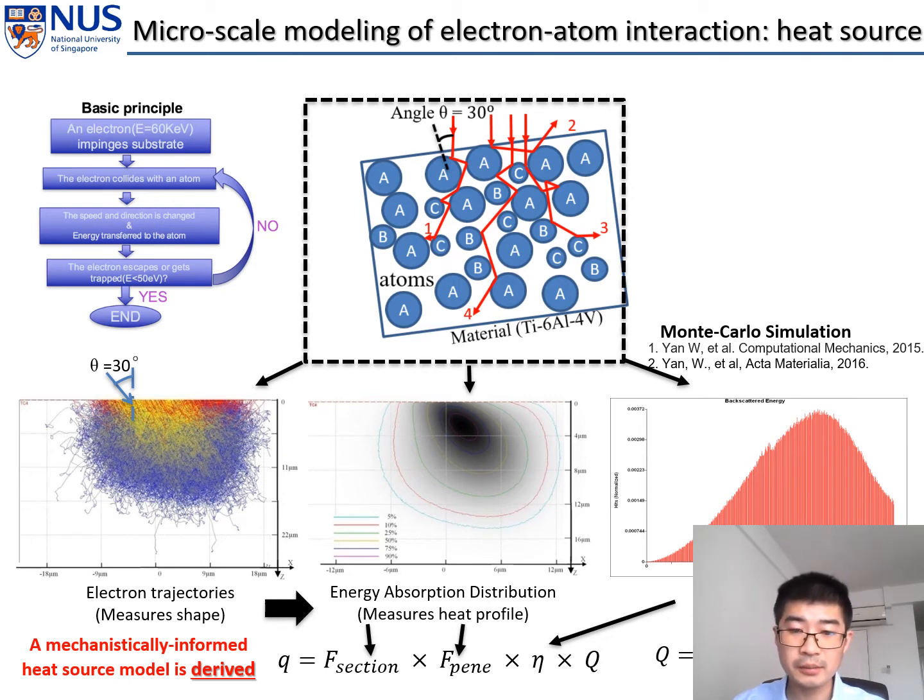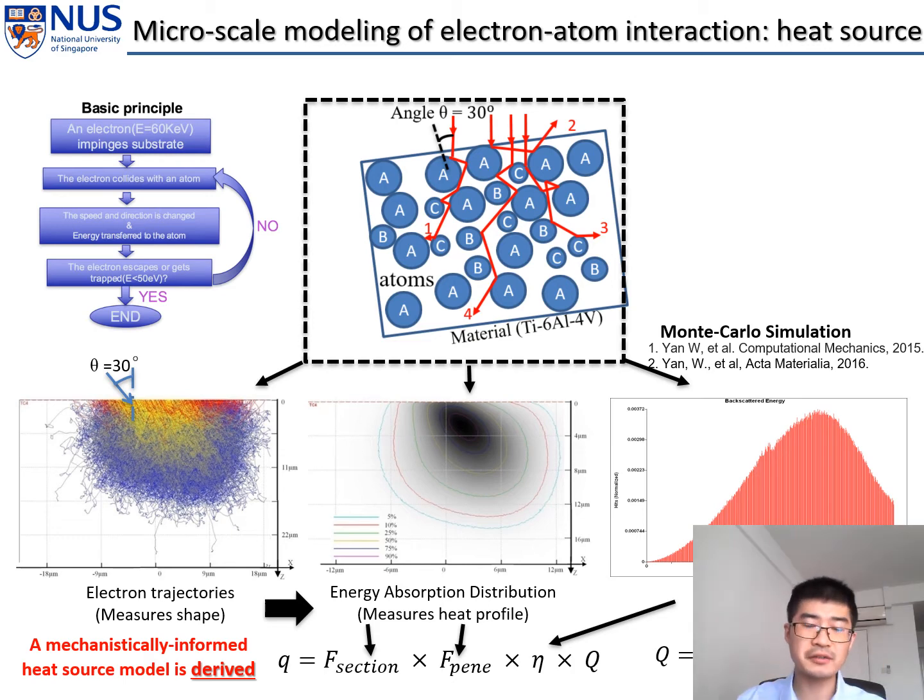So there are four terms in this equation. The first term is the energy distribution in the cross-section of the electron beam. The second term is the energy distribution along the penetration distance. And the third term is the energy absorptivity based on the calculation of the energy loss due to the backscattered electrons. And the final term is the setup power in the machine.